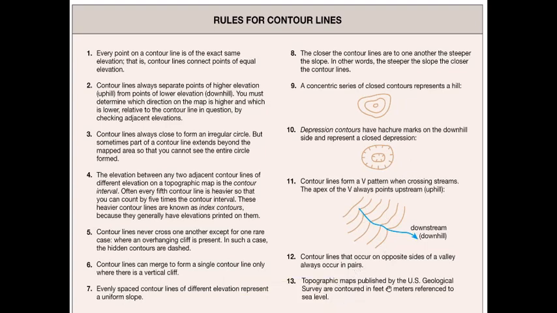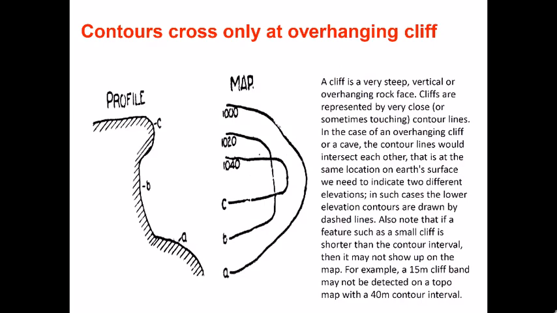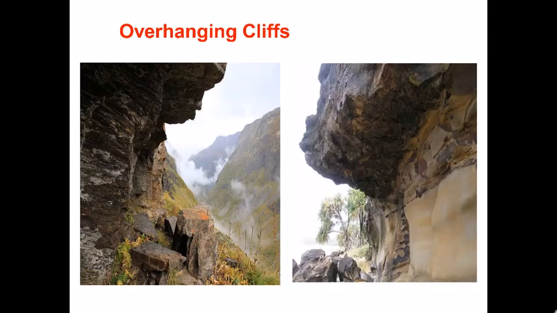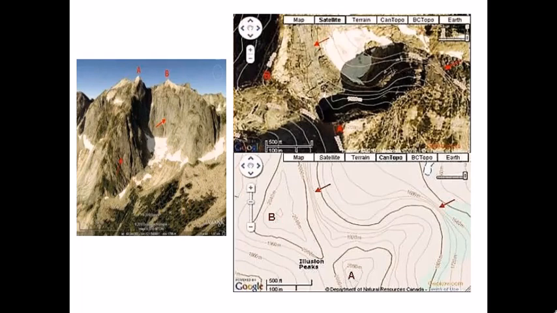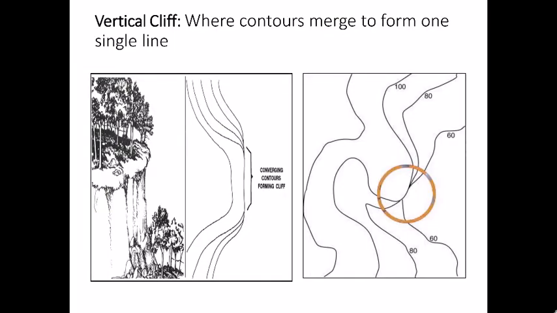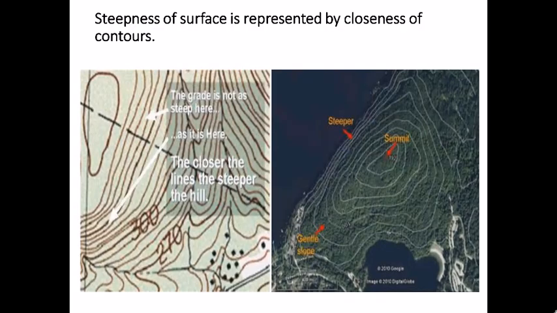And topographic maps published by the US Geological Survey are contoured in feet or meters, with reference to sea level. So we discussed why in an overhanging cliff you have contours that intersect each other, and this is what overhanging cliffs look like. Again, we have a couple of examples for the contour maps, and we've seen the difference between a vertical cliff and an overhanging cliff and how the contours change. So steepness of surface is represented by closeness of contours.